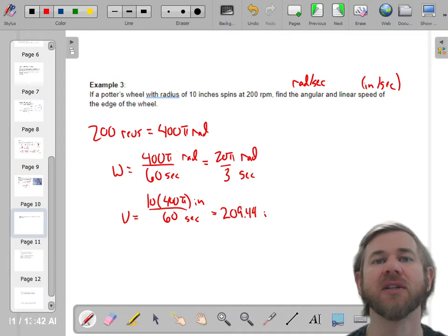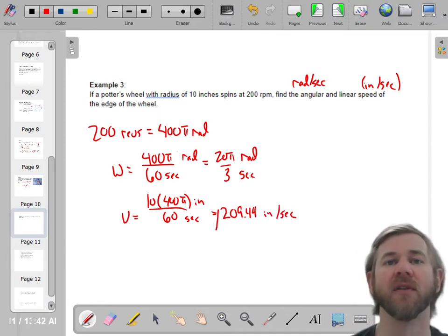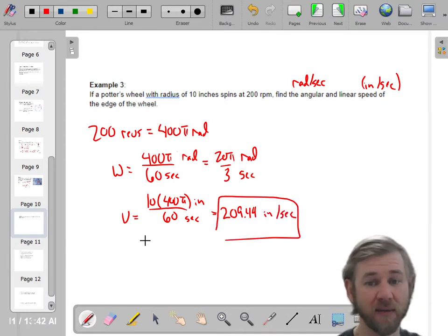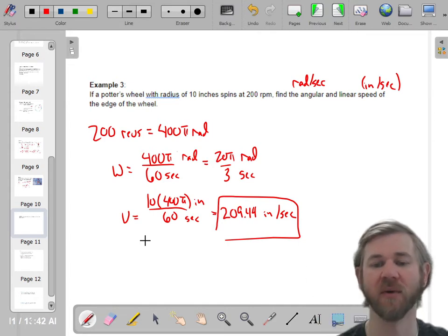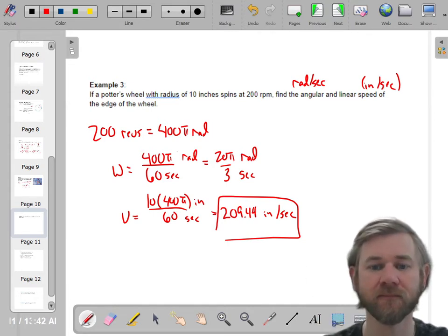209.44. And this is inches per second. So that's moving. 200 inches per second is getting that. That's pretty quick. Okay, but you've seen when those potter wheels go around, they move pretty quick.